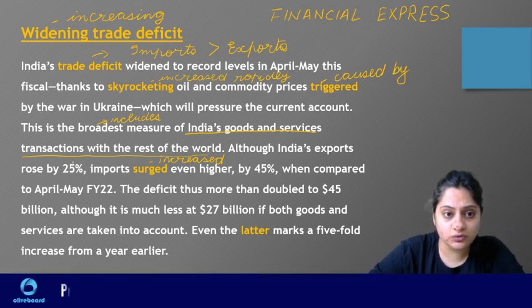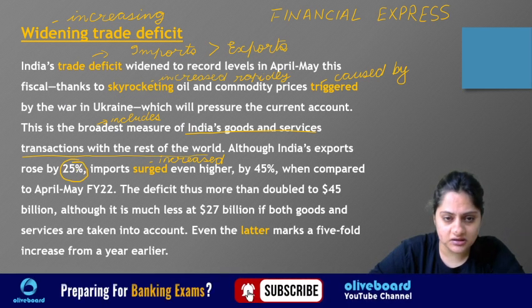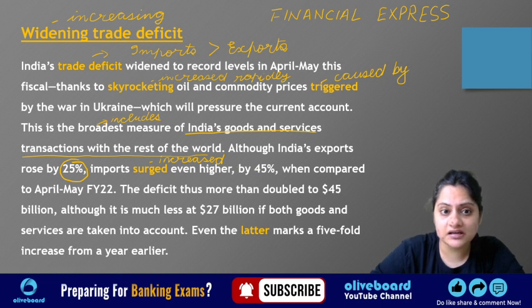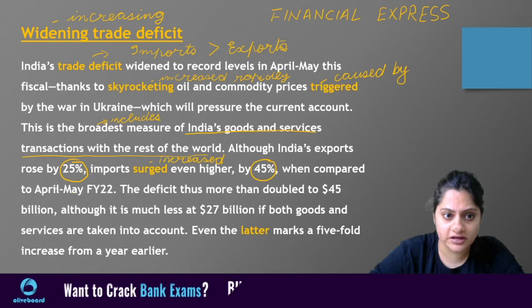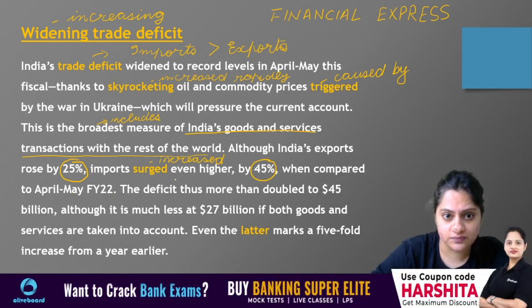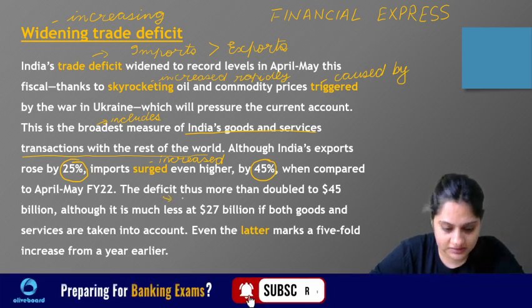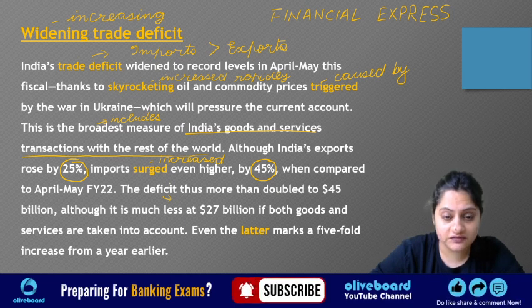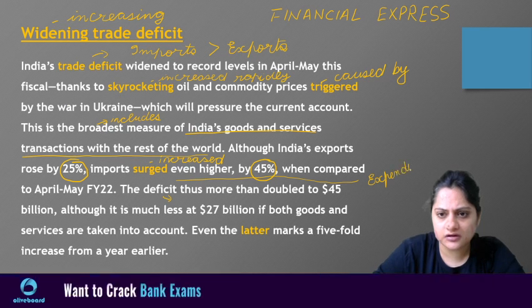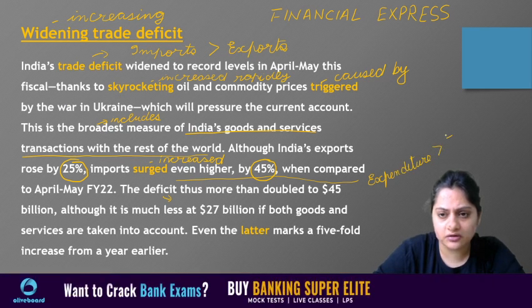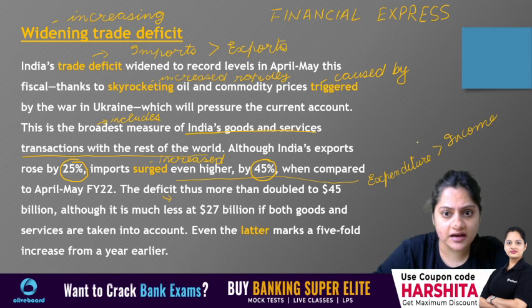So India's exports increased by 25%. That is a good thing. But the problem is that imports were even higher, by 45%, if we talk about April to May financial year 2022. Deficit means the amount of money which is less than the money you have spent. The deficit is where your expenditure becomes more than your income. So that has doubled.